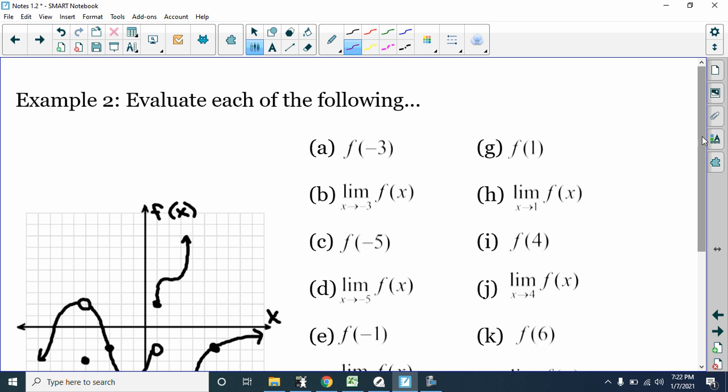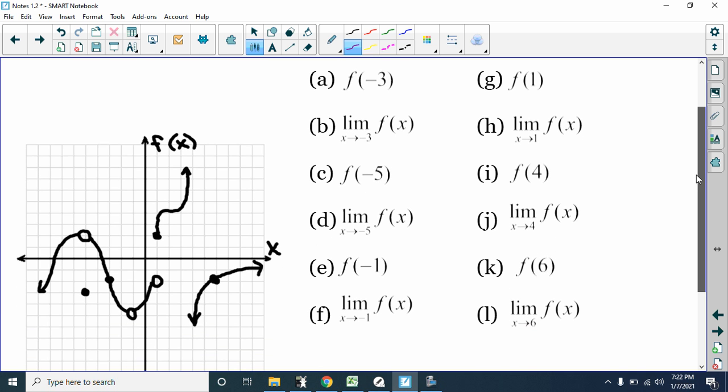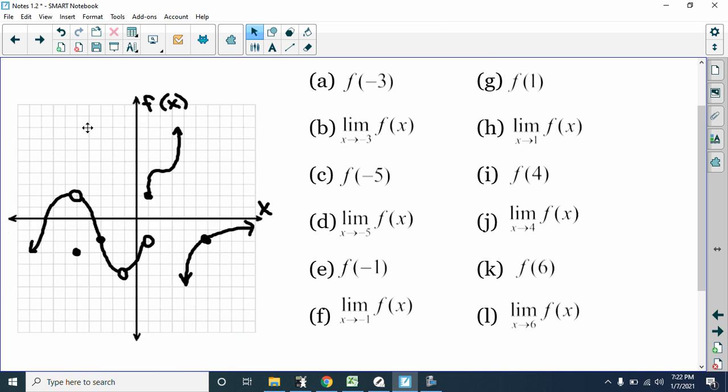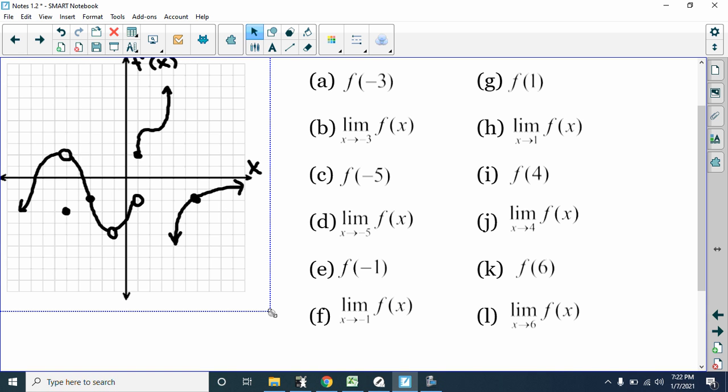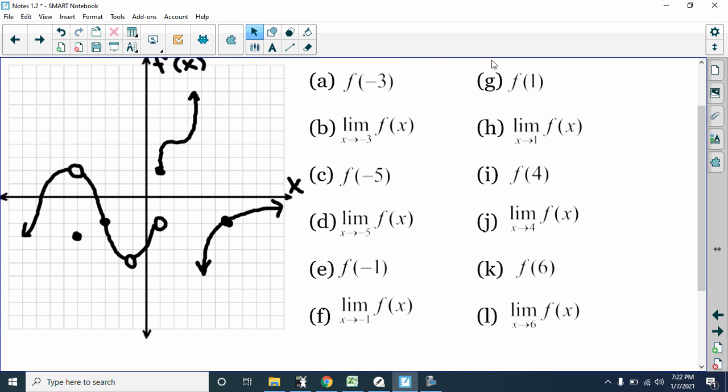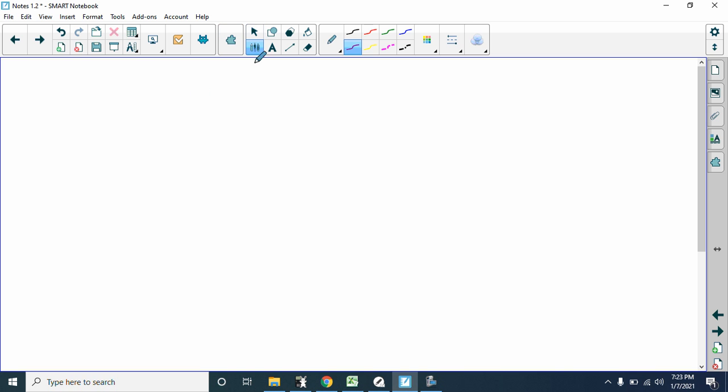So most of the problems in this section will look something similar to this, where they give us a graph, and then they ask for different things. They ask for f of -3, the limit as x approaches -3 of f of x, and so on. Let me step back just a minute here. If it ever wants to know what is f of something, like f of 7, this is answering the question, what is y when x is 7? F of 7 wants to know the y value. What is y when x is 7?